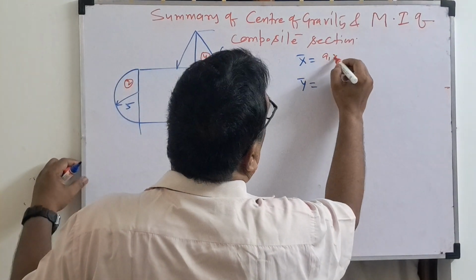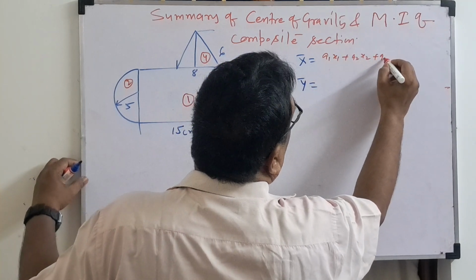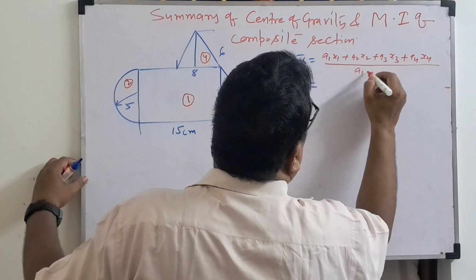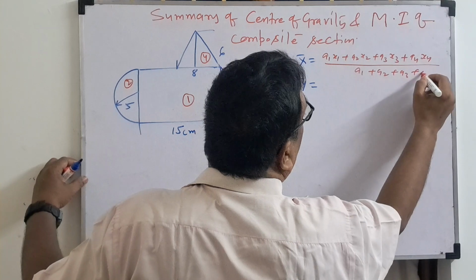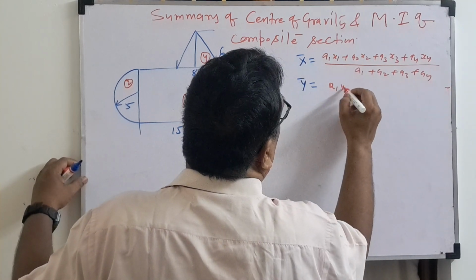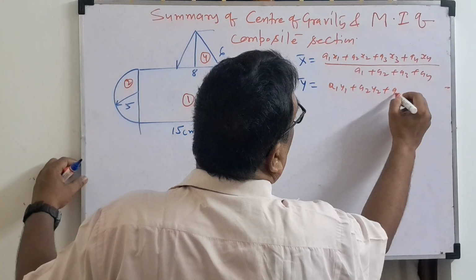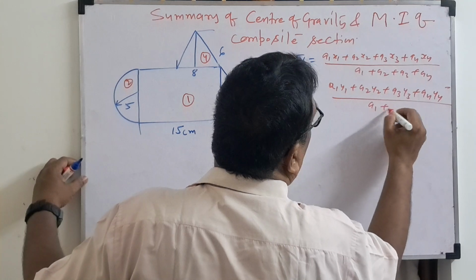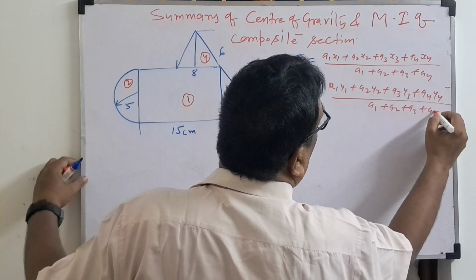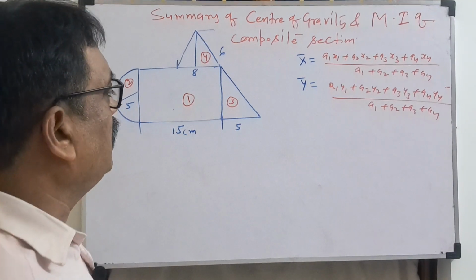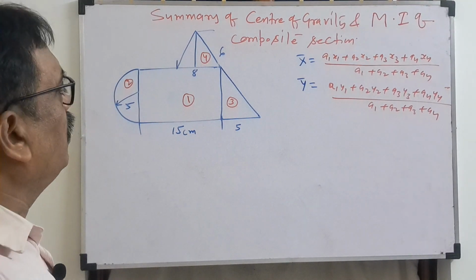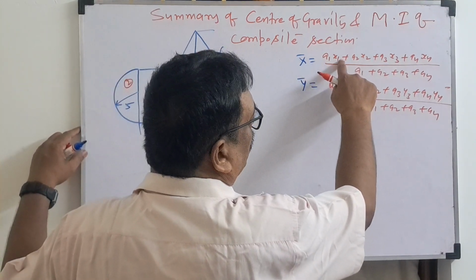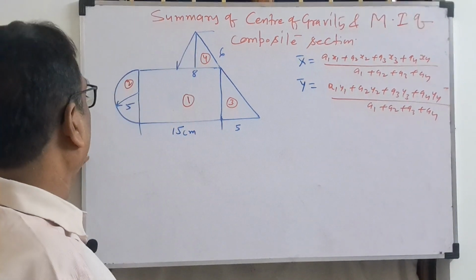So the formula will be x bar equals A1 x1 plus A2 x2 plus A3 x3 plus A4 x4, divided by the total area A1 plus A2 plus A3 plus A4. Similarly y bar equals A1 y1 plus A2 y2 plus A3 y3 plus A4 y4, divided by the total area A1 plus A2 plus A3 plus A4. Here A1, A2, A3, A4 are the areas of the individual sections, and x1, x2, x3, x4 are the centroid distances of the individual sections. Similarly for all the notation.